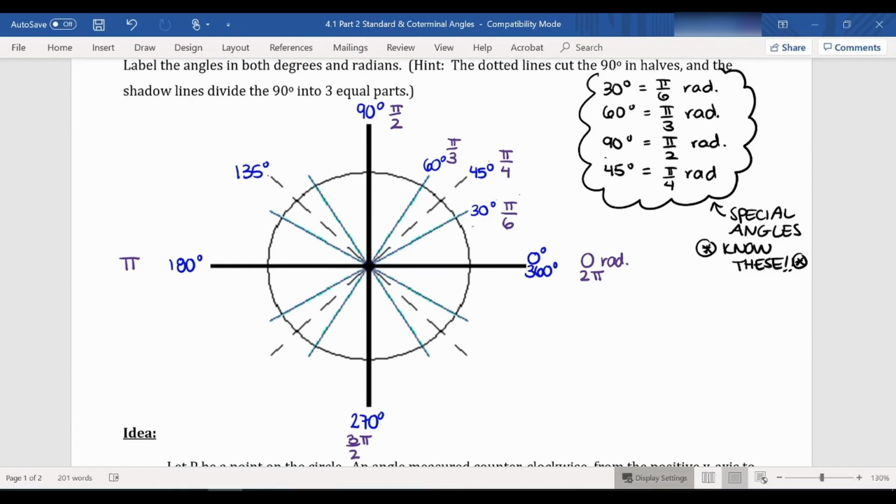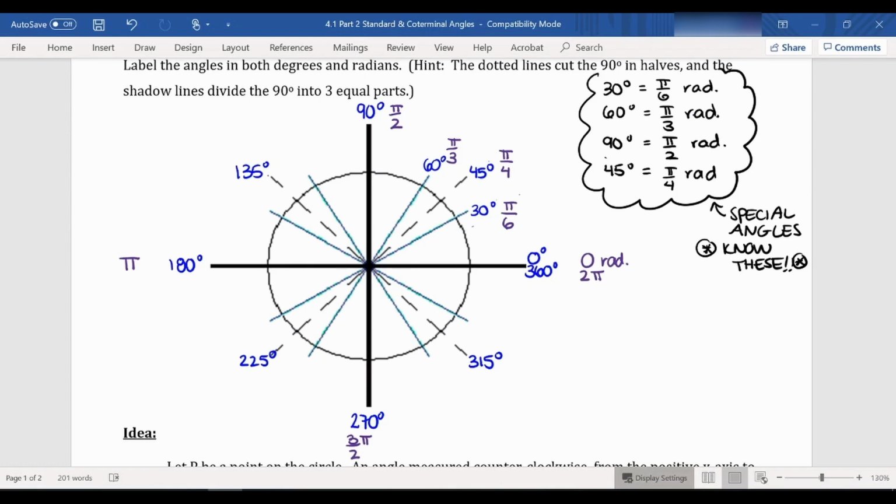If I add another 45, I get 180. Add another 45, I get 225. Add another 45, I get that 270 we already wrote down. Add another 45, I get 315. Add another 45, I get 360. So bopping between the solid black axis lines and the dashed lines, we're adding 45 degrees to get to each one.